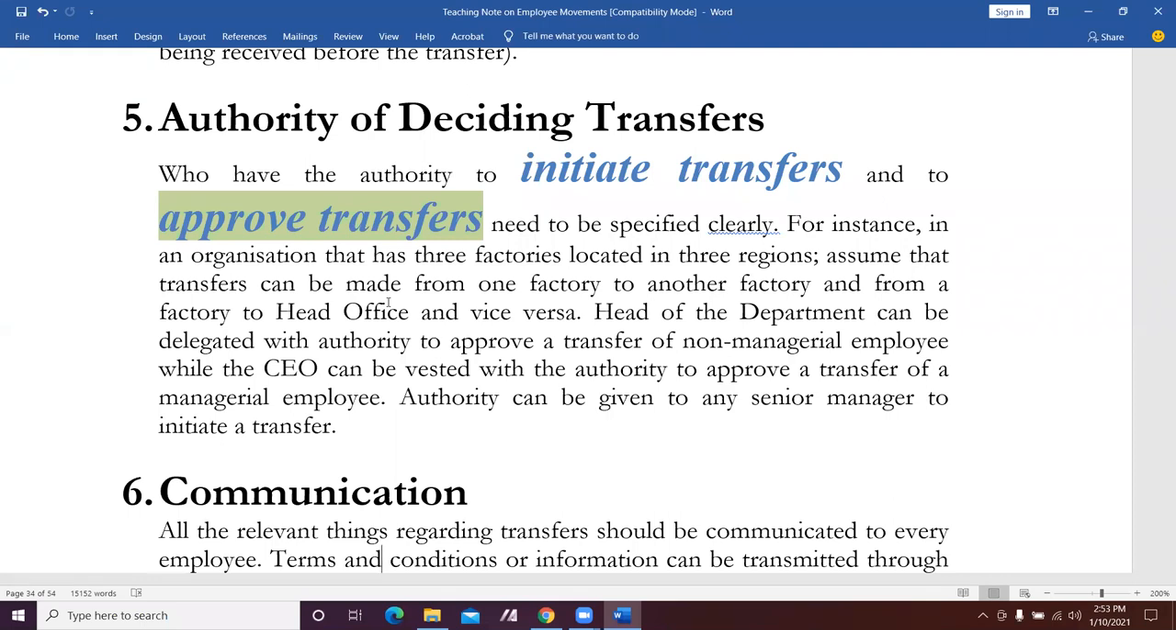Initiating transfers is one thing. Approving transfers is another thing. So usually, is approving transfers decentralized or centralized? Think. Authority for approving transfers is centralized. Authority for initiating transfers is decentralized. Why? You can understand. If you can't understand, you can ask questions.